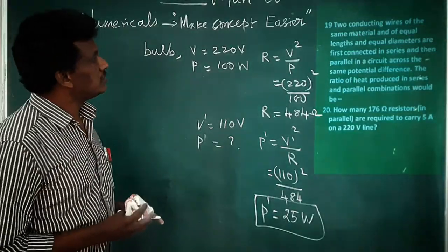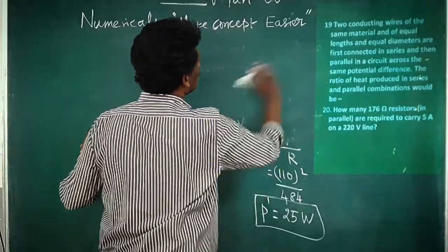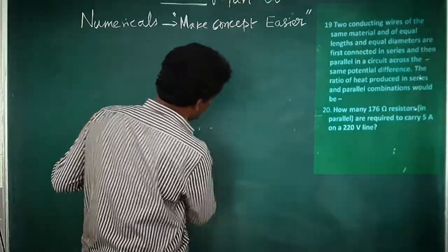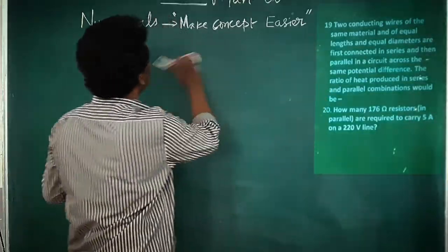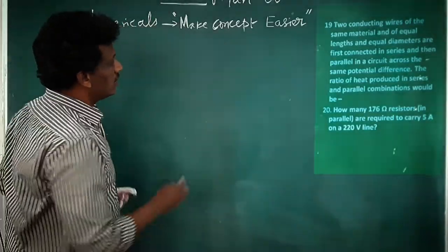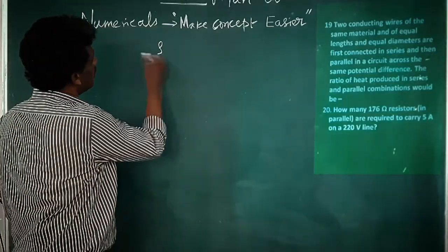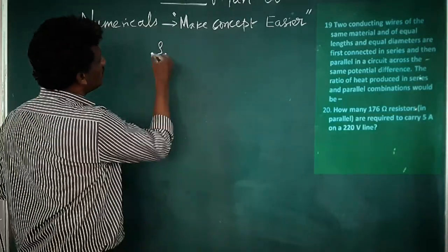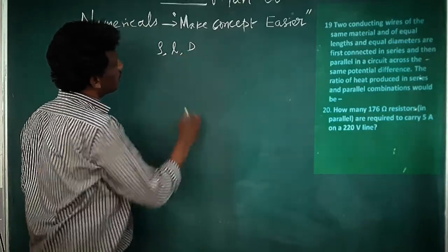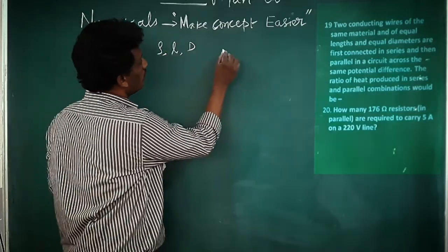Look at question number 19. What are you doing here? Two conducting wires. Whenever this type of question is given, you have to go through the conditions carefully. Two wires are there. They are of the same material, equal length, and the same diameter. When rho, L and diameter are the same, what will happen?